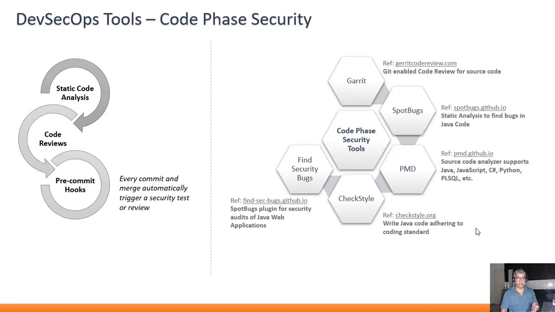The second phase is the code phase security. Code phase security means you have static code analysis, code reviews, and pre-commit hooks. In code phase security, you have different kinds of tools that you can use: SpotBugs, PMD, Checkstyle, Find Security Bugs.